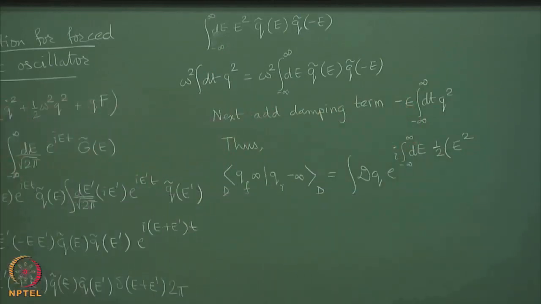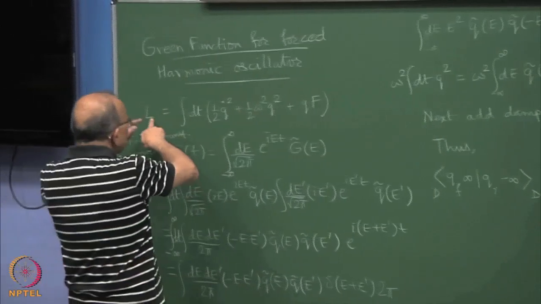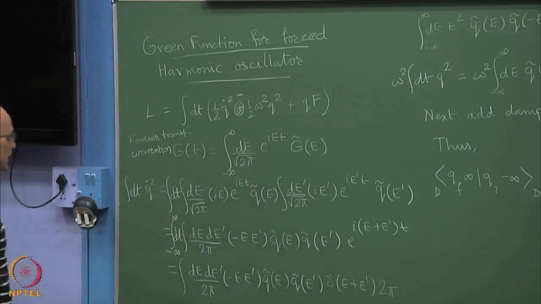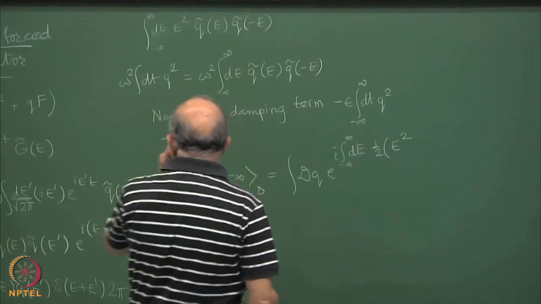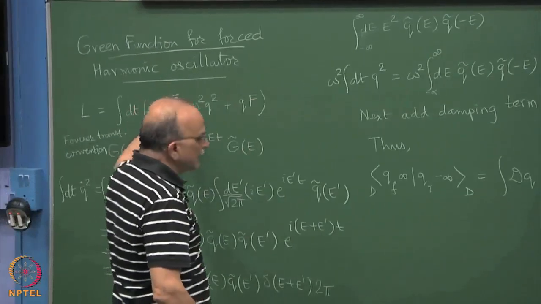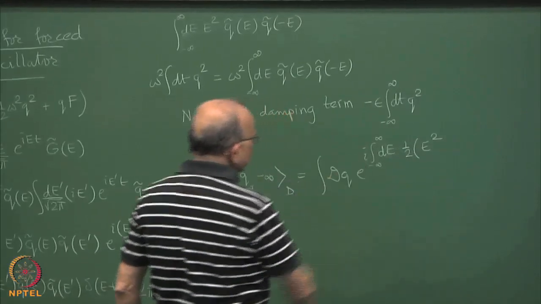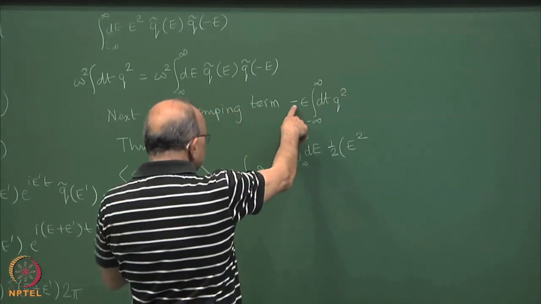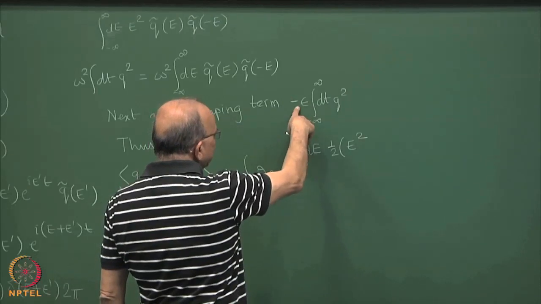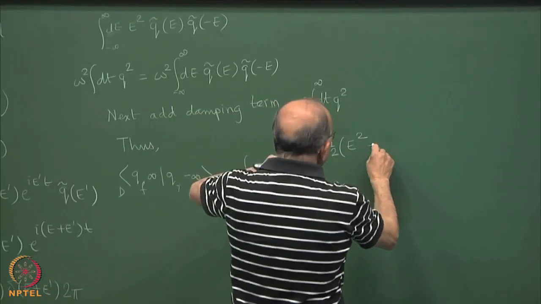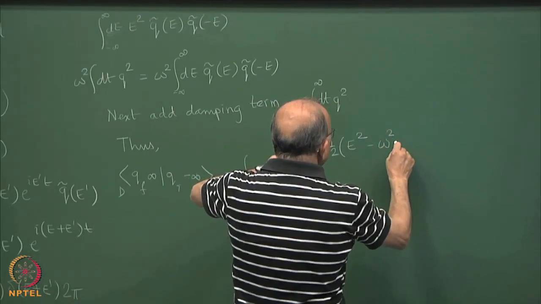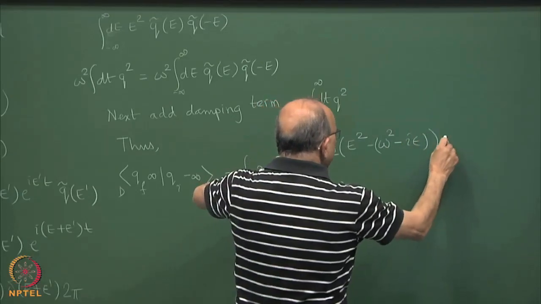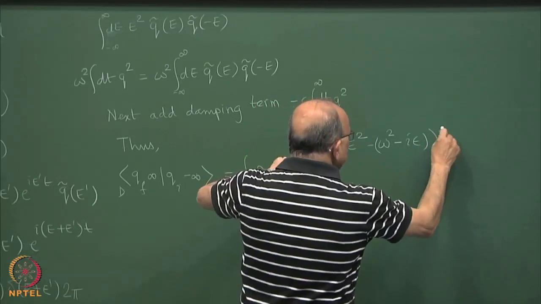and then we have, sorry, this is the Lagrangian, not the Hamiltonian, so this is a minus sign. But that minus sign comes multiplied with this i. So if I have to recast this in that same line, I write this minus sign as i times i, and take one i out. So I will get minus omega squared, but minus i epsilon, times the Q tilde E, Q tilde minus E.